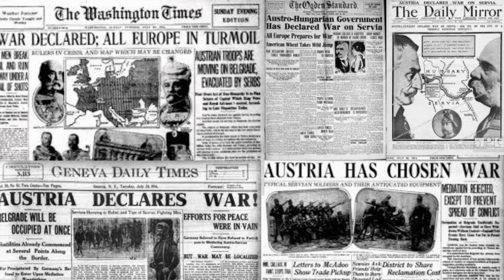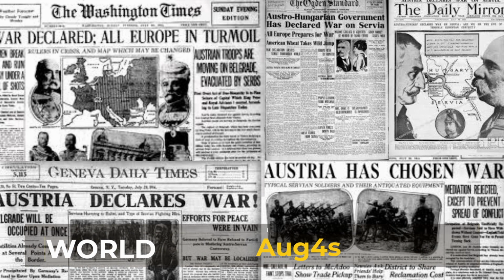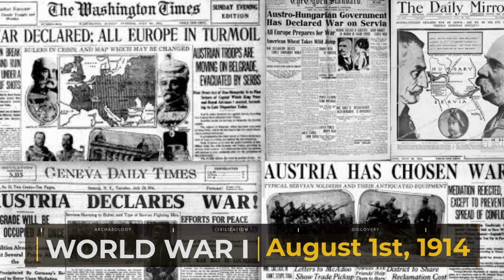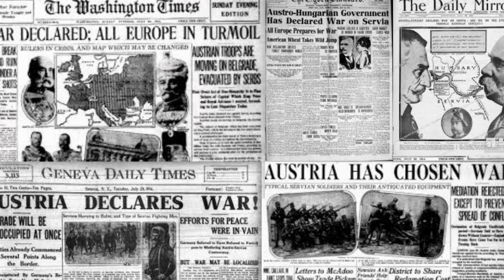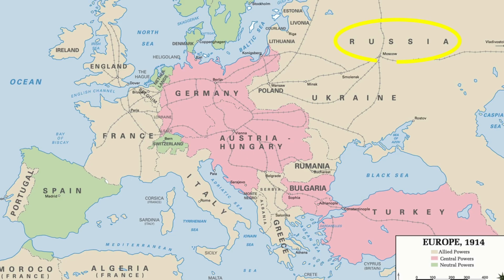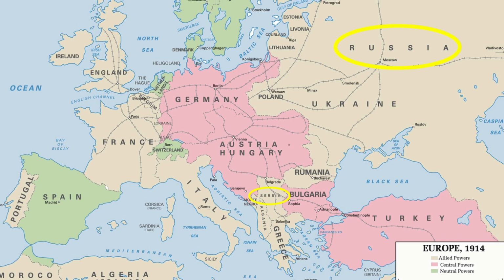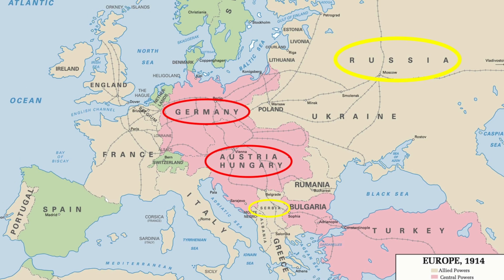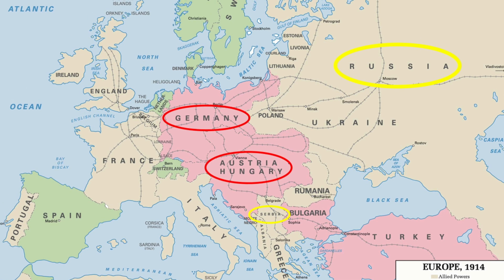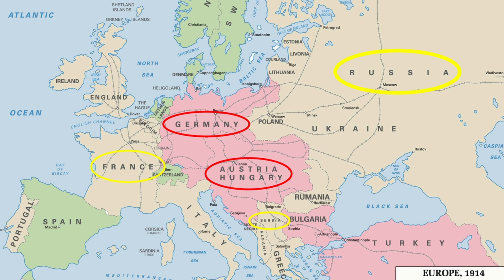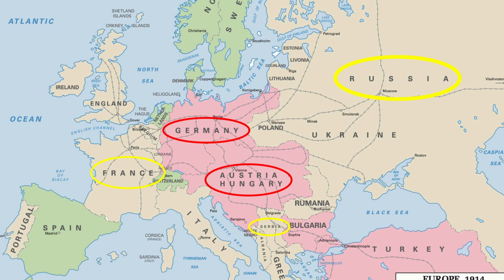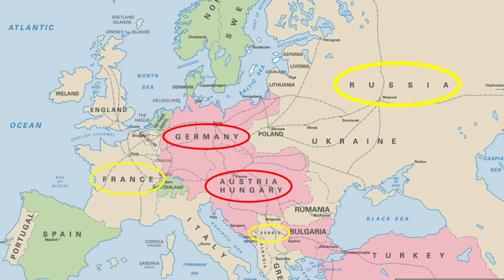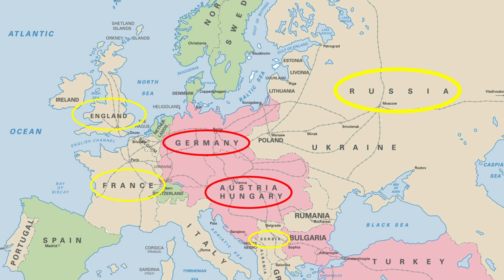Austria-Hungary blamed Serbia and declared war on August 1, 1914. But the war didn't stay regional for long. Russia, allied with Serbia, mobilised its forces. Germany, allied with Austria-Hungary, declared war on Russia. France, allied with Russia, entered the conflict, and when German forces marched through neutral Belgium, Britain joined the war.